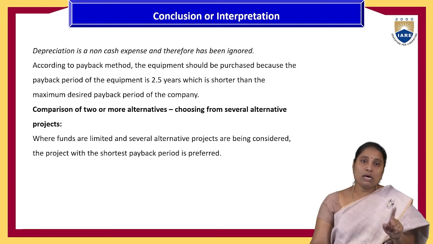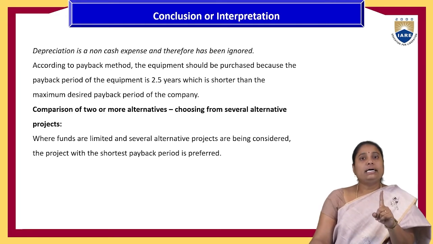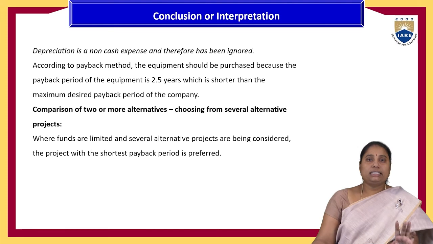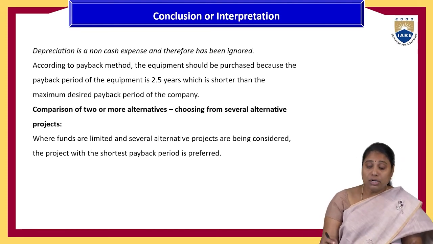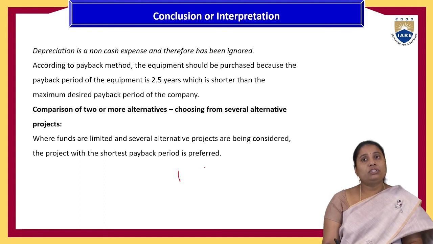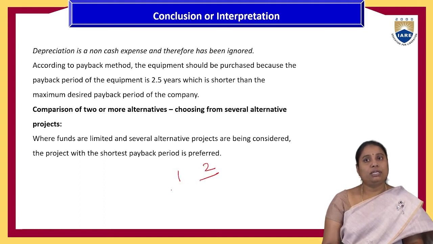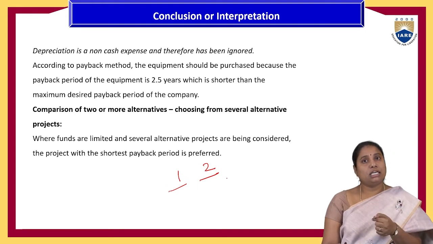So here there is one choice for the organization, and only that choice is being evaluated. For example, suppose two machineries are there, a first machinery and a second category of machinery. They have to choose any one out of the first machinery or the second machinery.